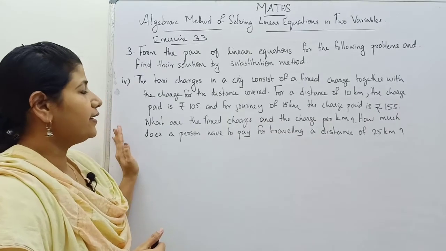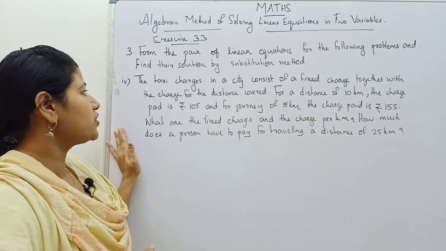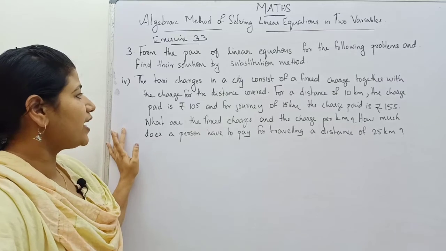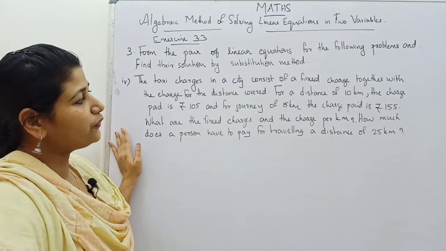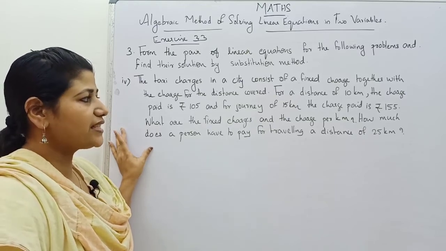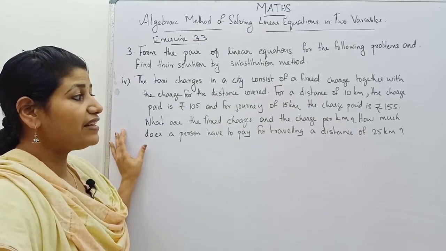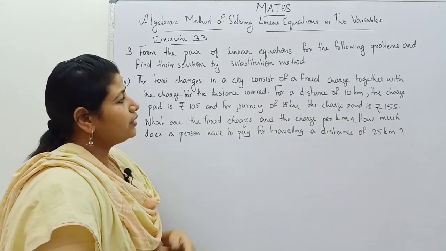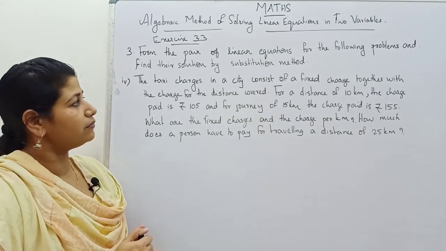So fourth question, the taxi charges in a city consist of a fixed charge together with the charge for the distance covered. For a distance of 10 km, the charge paid is rupees 105 and for a journey of 15 km, the charge paid is rupees 155. What are the fixed charges and the charge per kilometer? How much does a person have to pay for traveling a distance of 25 km? That is our question.